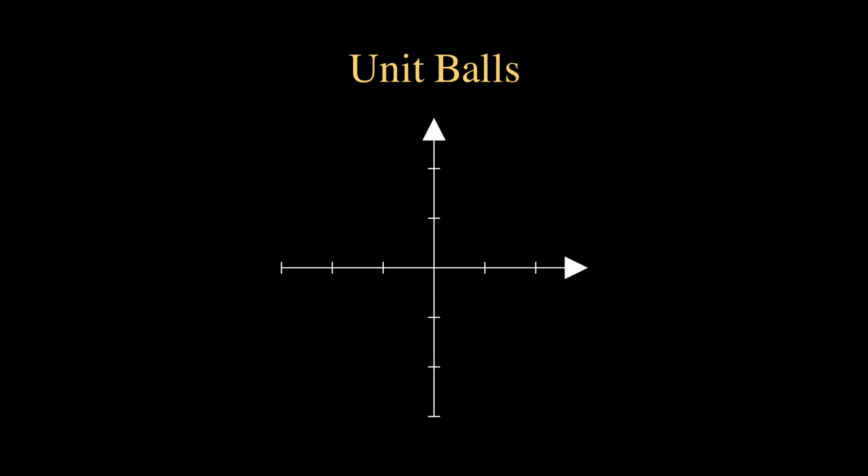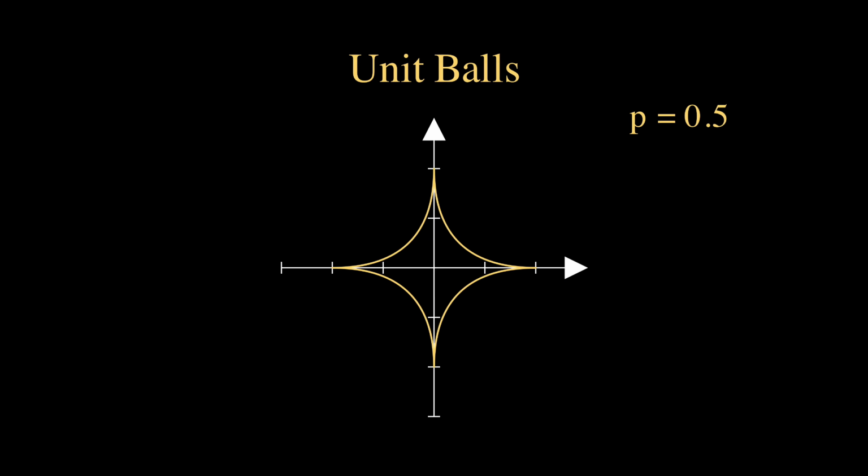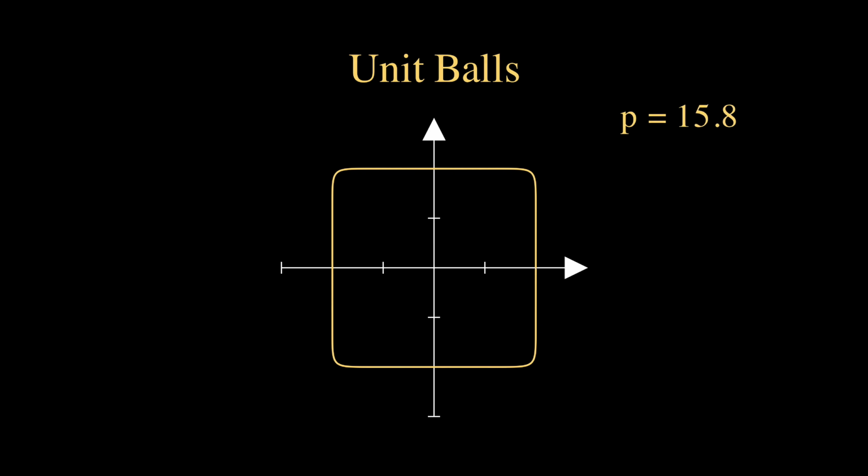So what does the set of all vectors with norm equal to 1 look like? For L2, it's a circle. For L1, a diamond. And for L infinity, a square. Now watch as we smoothly vary p. The shape morphs from a star to a diamond, then a circle, and finally into a square. One formula, infinitely many geometries.